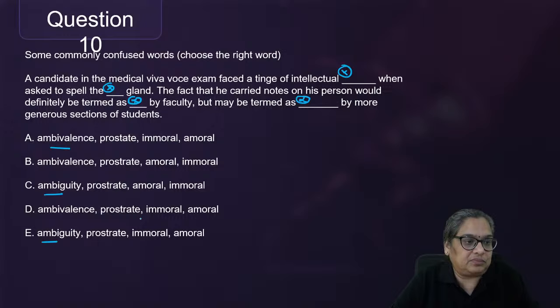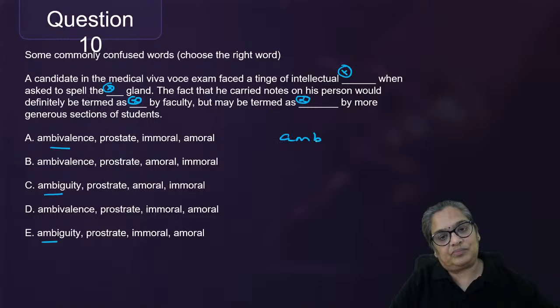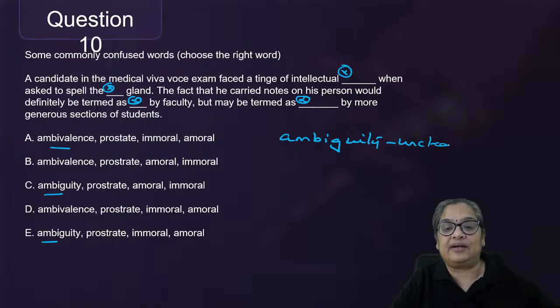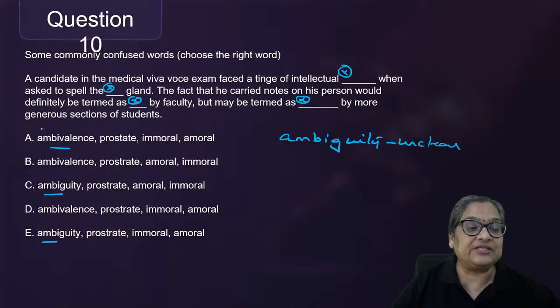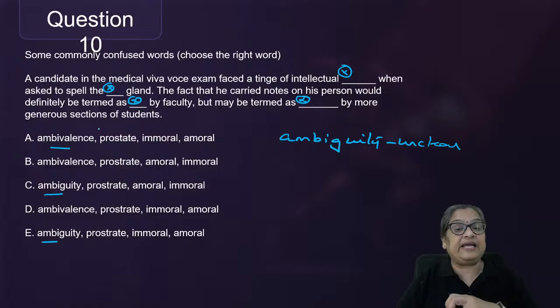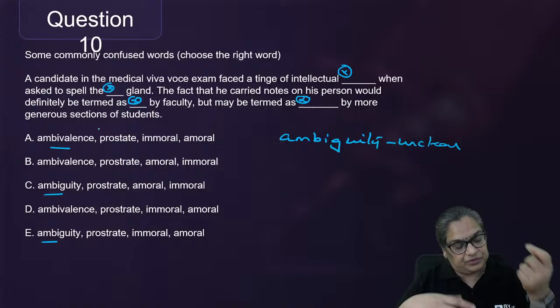Ambiguity means having a double meaning or something which is unclear. When you're torn between two opposing, conflicting actions or impulses, that is called ambivalence. Valence means movement. So he is facing an intellectual ambivalence, not ambiguity. There is no confusion. Should I look at it or not?